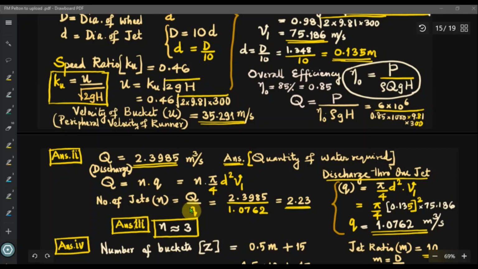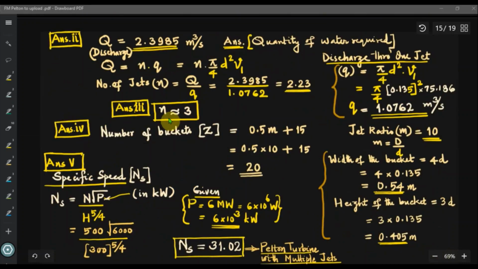And now number of jets, capital Q divided by small q, that is 2.3985 divided by 1.0762. So you'll get 2.23. It cannot be a fraction since you are considering the number of jets. So you cannot take the lower value, because that will not be sufficient to produce 6 megawatt power. Therefore you take the next whole number. Number of jets in this case is 3.